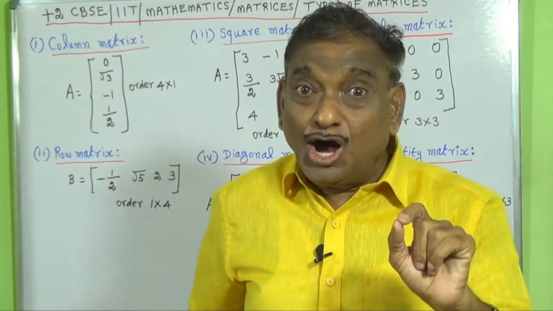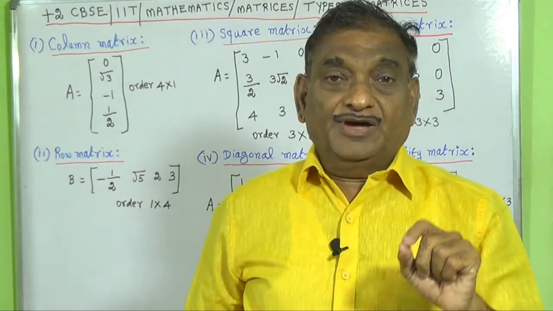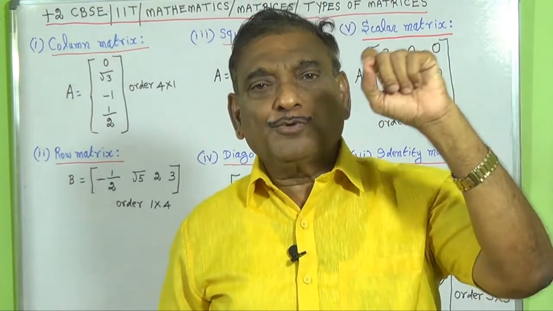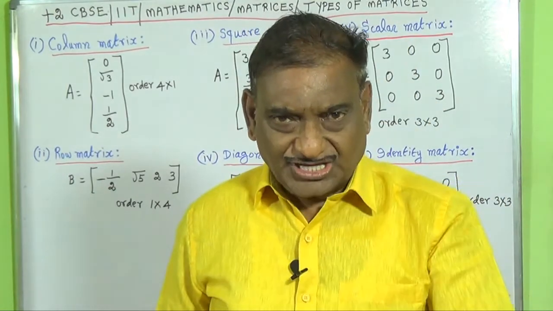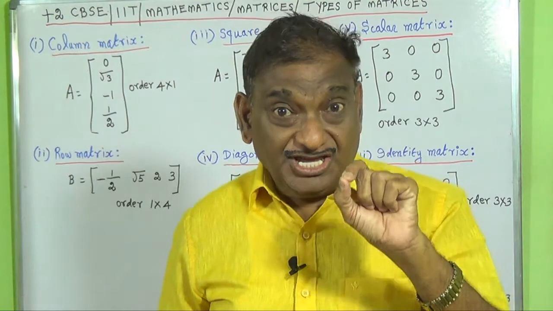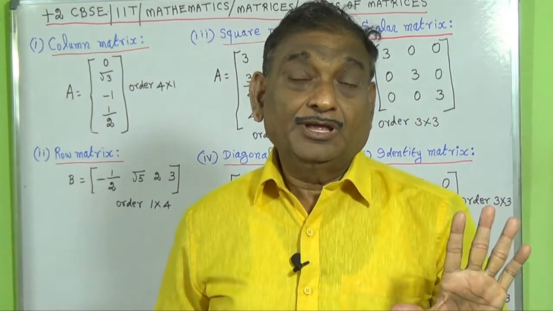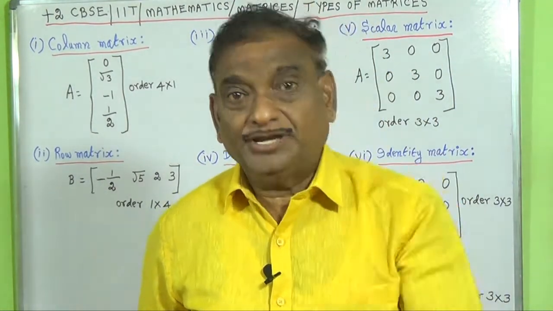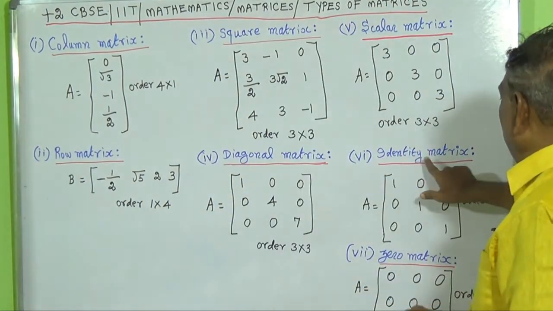In the case of identity matrix, 4 conditions should be satisfied. The first condition is it should be the square matrix. That is, the number of rows should be equal to the number of columns. The second condition is there should be elements only in the diagonal. The third condition is the diagonal elements should be same. The fourth condition is the diagonal elements should be 1. So these are the 4 conditions for identity matrix.